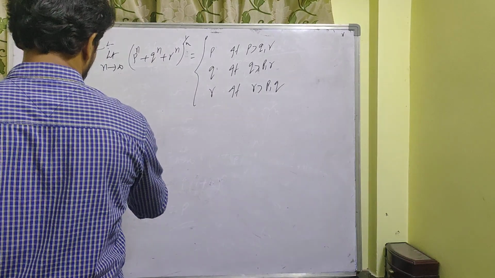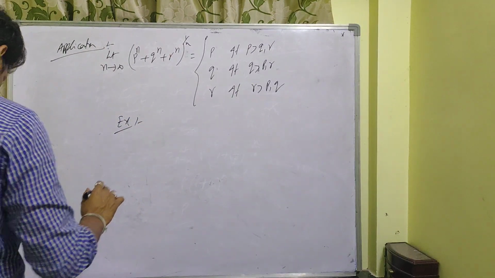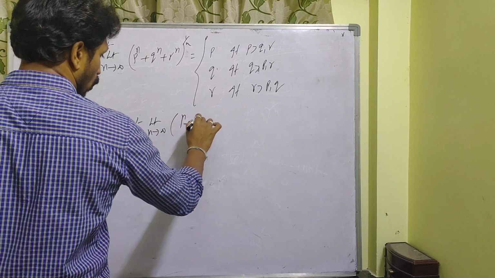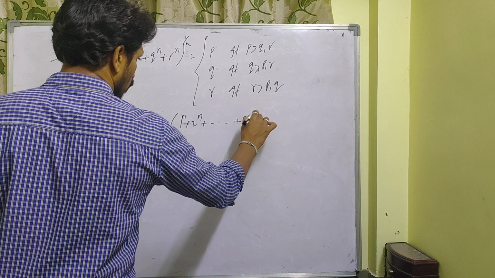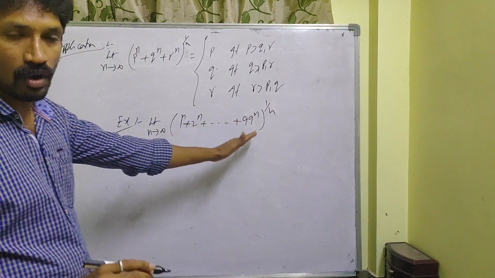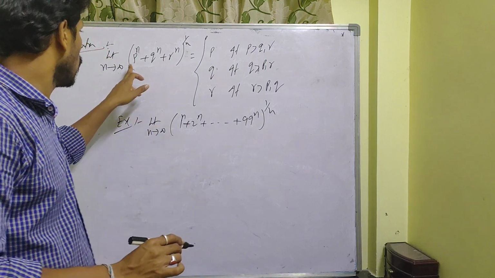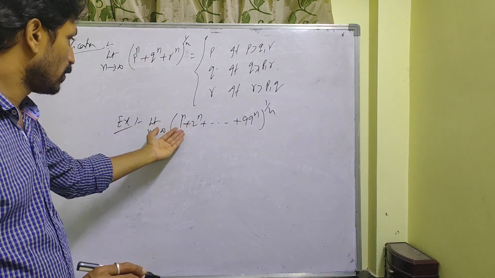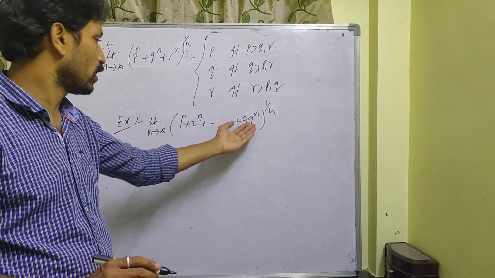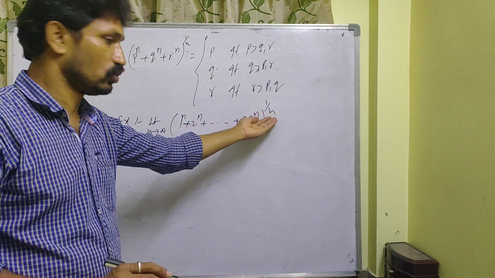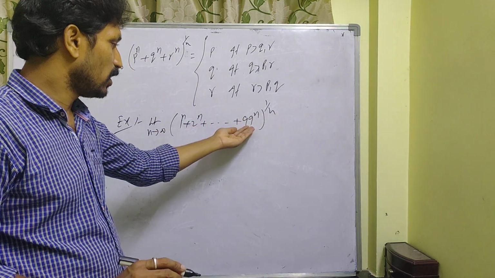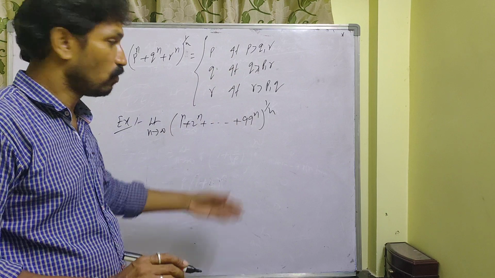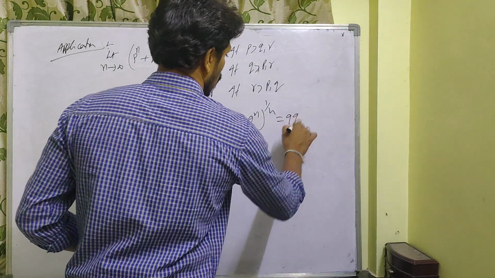Based on this, you take one example. Limit n tends to infinity of (1 power n plus 2 power n plus and so on plus 99 power n) whole power 1 by n. When you apply this formula, that is also important. As n tends to infinity, 1 power n, 2 power n, up to 99 power n becomes infinite, and 1 by n tends to 0. So infinite power 0 is an indeterminate form. In this case only we have to apply the formula. What is the biggest number here? 99. So that is the answer.